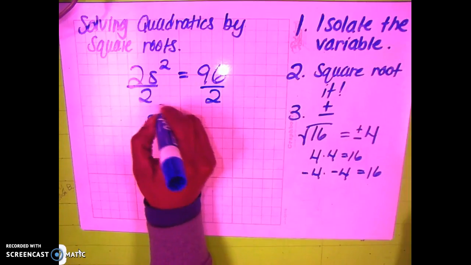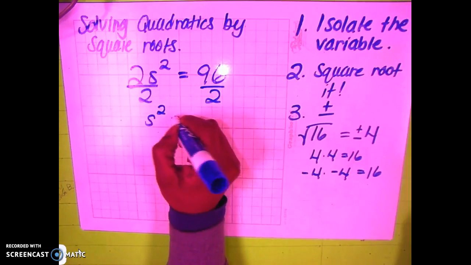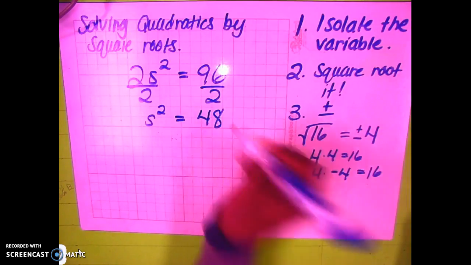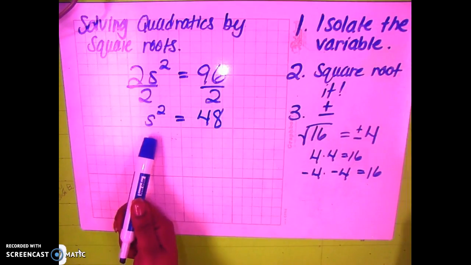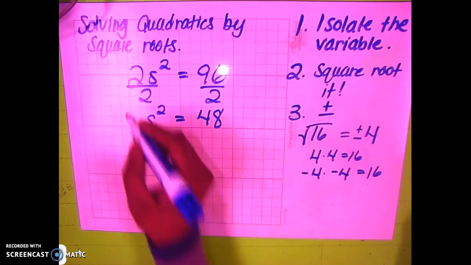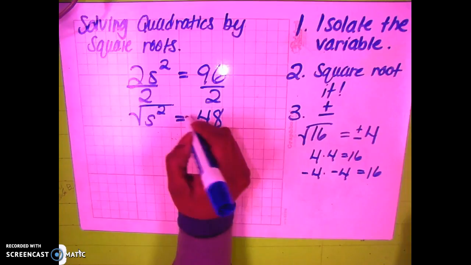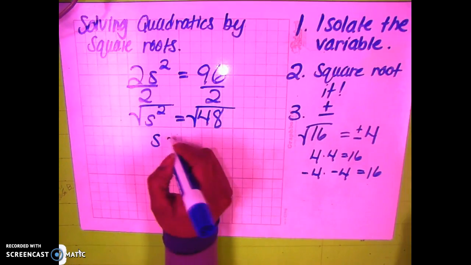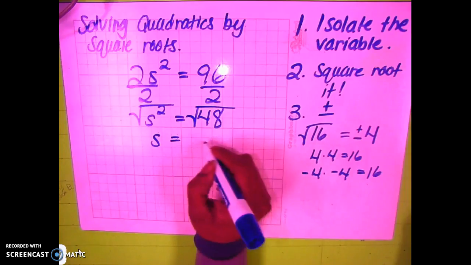So I have s squared equals 96 divided by 2, which is 48. Alright, so my variable is now isolated. Now I need to take the square root. So I'm going to take the square root of both sides. The square root of s squared is just s, and then I have the square root of 48.